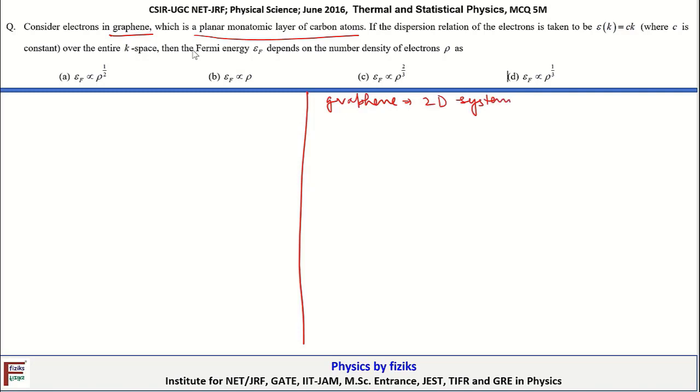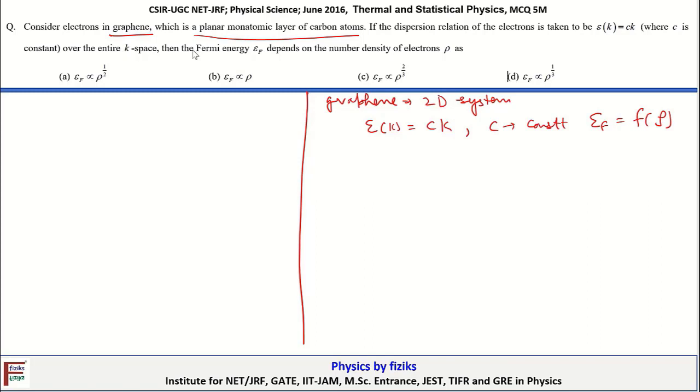If the dispersion relation of the electron inside graphene is taken to be linear, that is E(k) equal to Ck, where k is the wave vector and C is a constant, then the Fermi energy EF depends on the number density of electrons. So for the given information, C is a constant and k is a wave vector, and we are supposed to determine how the Fermi energy EF is a function of the number density.